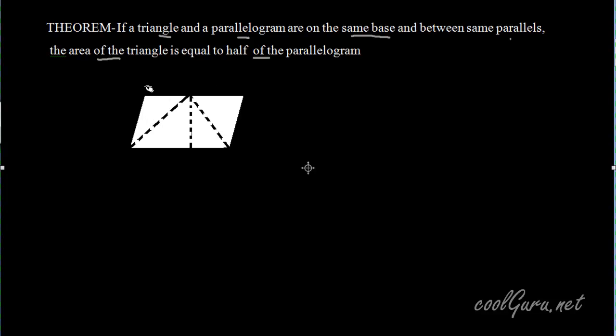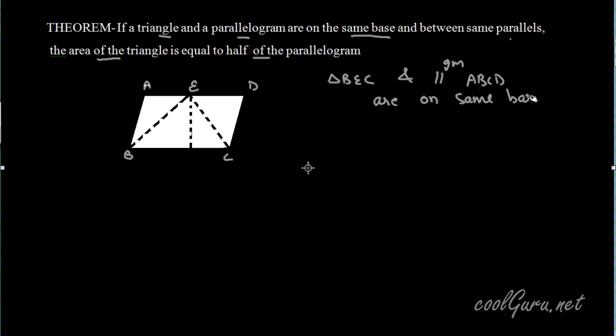Let me name it. This is a parallelogram ABCD, and let this be some other point E on the side AD. So triangle BEC and parallelogram ABCD are on the same base BC.